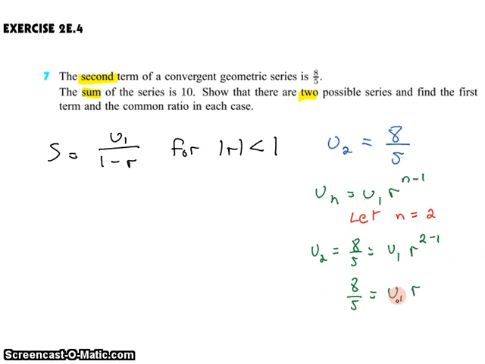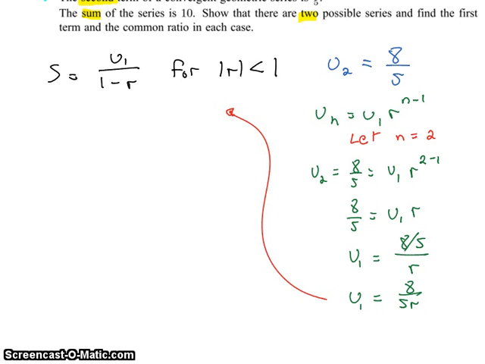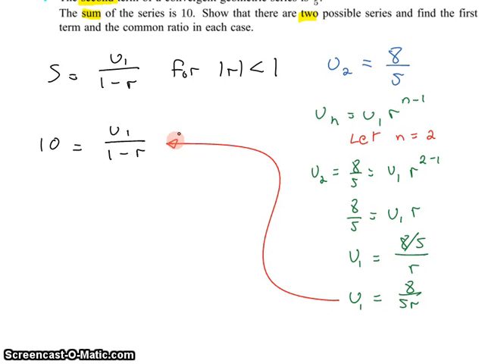This gives us a relationship between the first term and the common ratio, just like we have over here. That's what we're going to need, because we have two unknowns. So we need two equations to solve for two unknowns. Let's see if we can use a substitution here. We're going to solve this for u1. So u1 is then equal to 8/5 on r, which simplifies to 8 on 5r. We'll take that result and bring it over here. Now the sum I know is 10, that's given in the question. That's equal to u1 on 1 take r. But I know what u1 is, so I can substitute in.